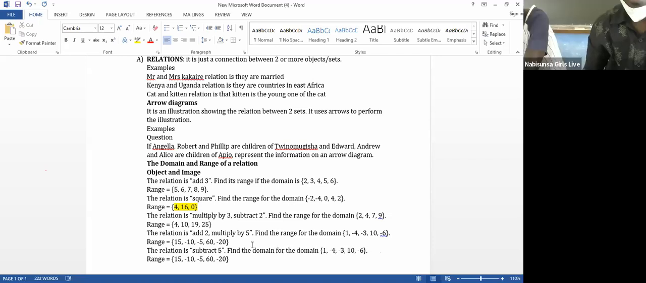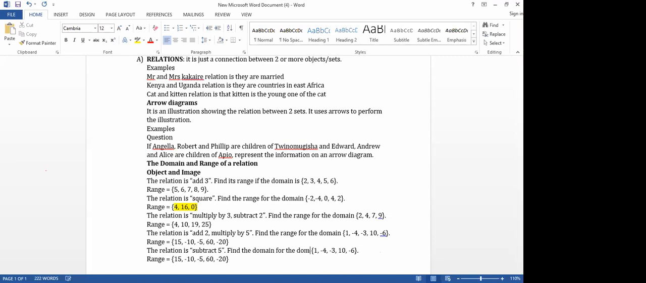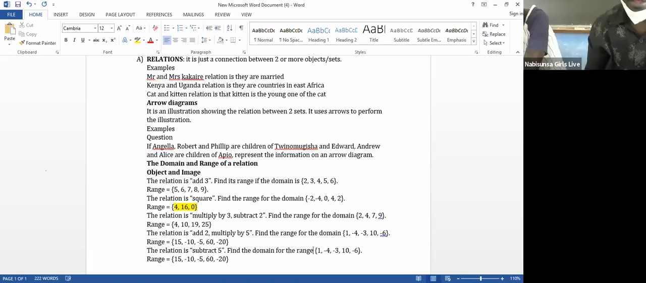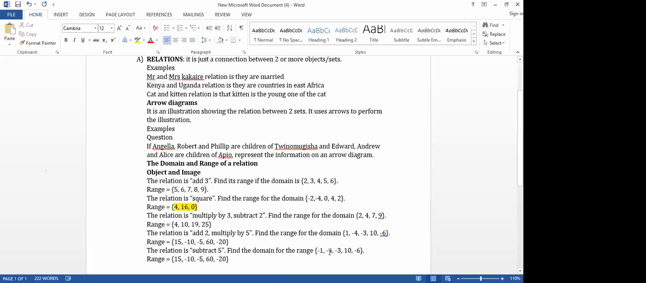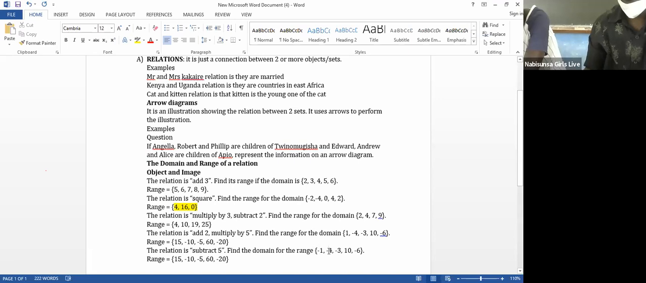Yes, Aliyah. What if they ask for the inverse of the relation? That's exactly what we are doing in the current example. But I remember I gave you an idea that for the inverse, you're simply reversing the relationship, and you have to start from the end of the relationship.